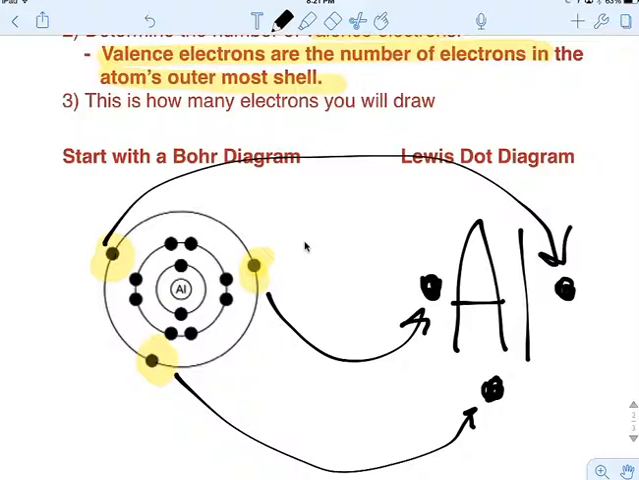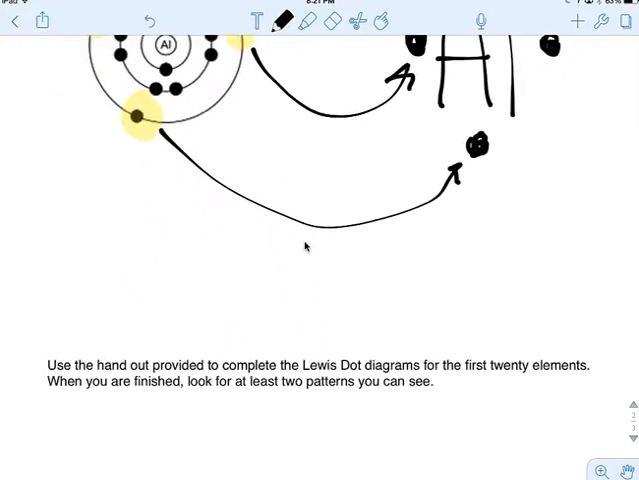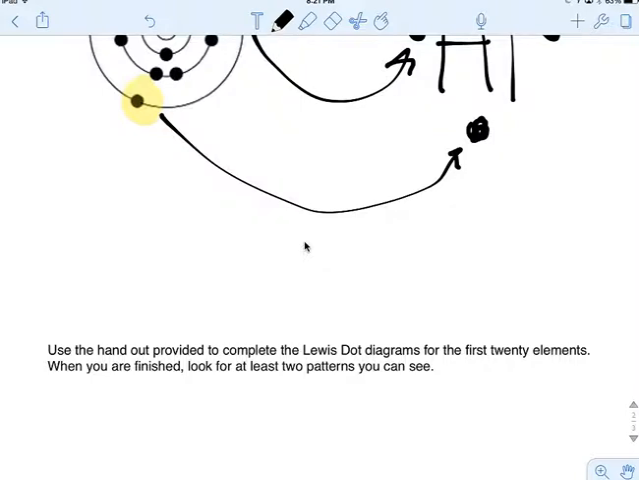I would like you to now get the handout from the supply teacher and draw the Lewis dot diagrams for the first 20 elements. When you are finished, it is important that you look for at least 2 patterns on the periodic table.